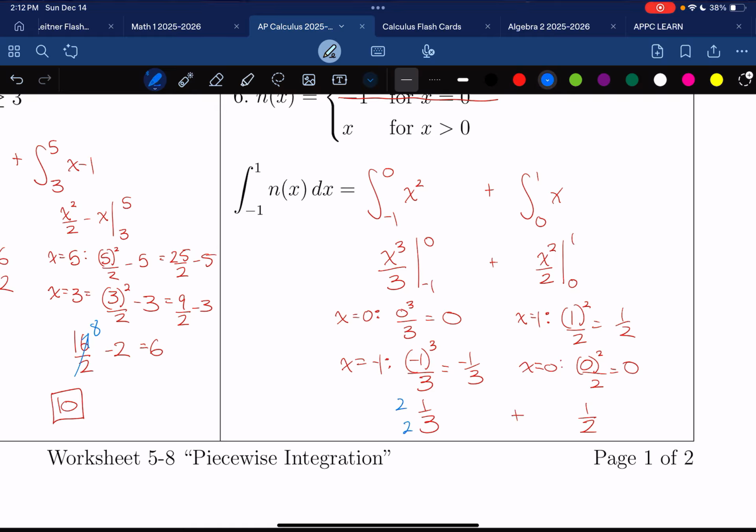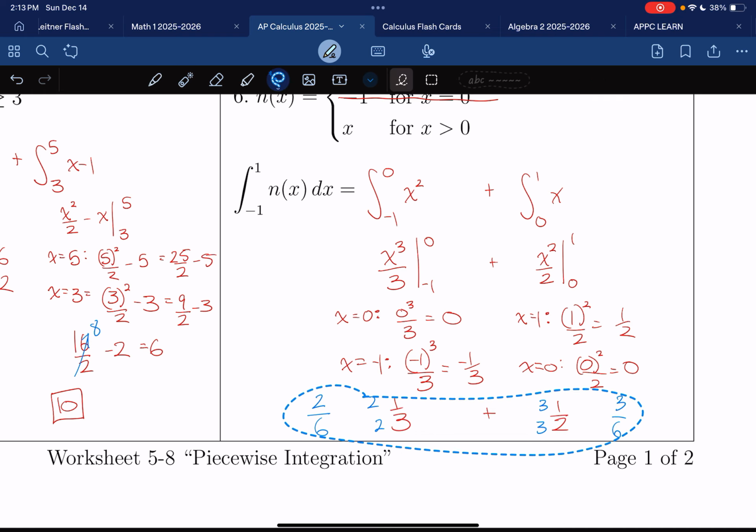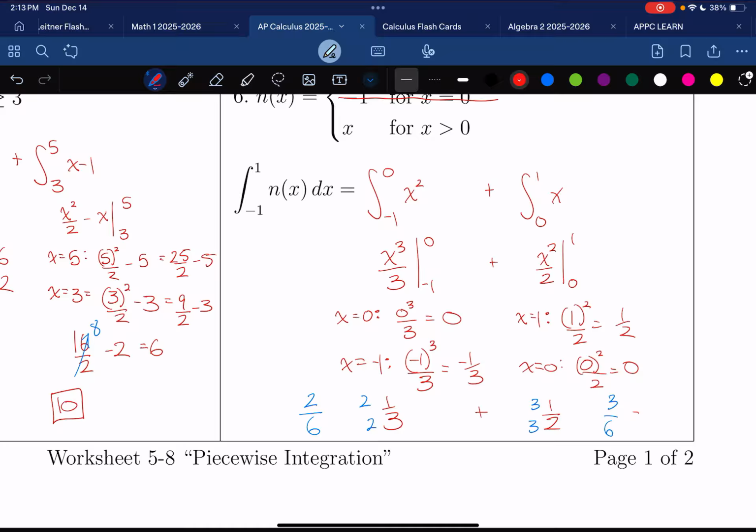I said 2 over 2, 3 over 3. So I'm really adding 2/6 plus 3/6, and now that I have denominators 6 and 6, I add the numerators. 3 plus 2 is 5, and the final answer here is 5/6. I ran out of room here, so let's move all of that stuff to the left a little bit, and I'll say adding these together gives me 5/6, and I'll box my final answer.